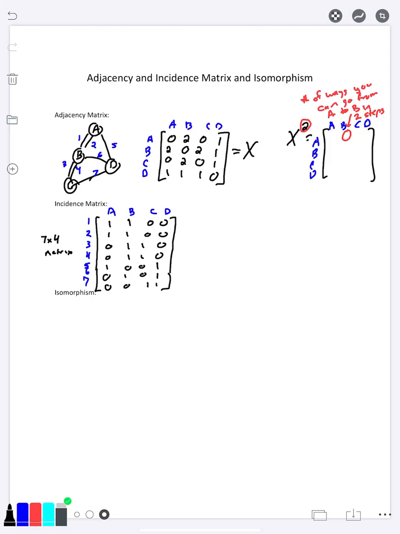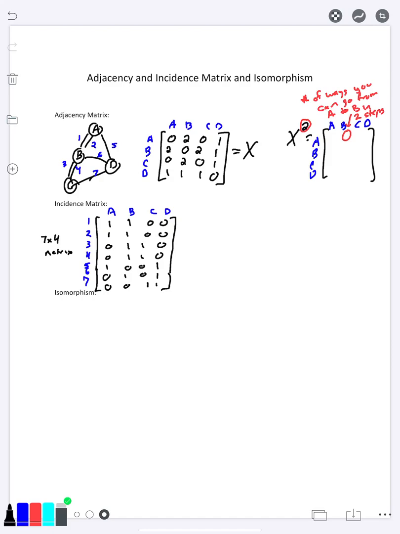So regardless, it just depends on the problem which is more useful. I want you to know both of these concepts here. I might ask you for one or the other, or I might give you one of these matrices and say draw the graph associated with that. So you should know how to handle these here.